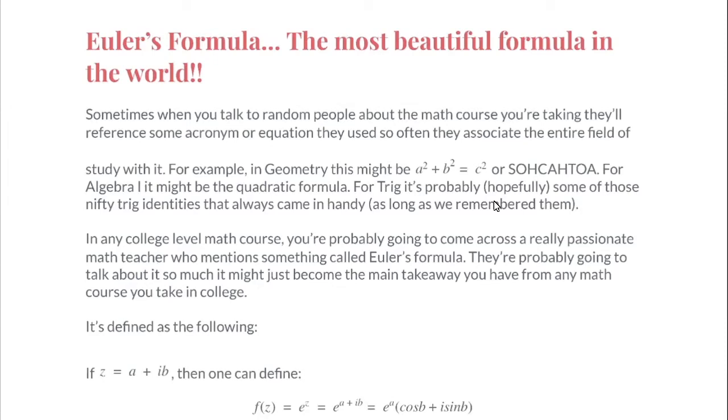Same thing with Algebra 1 and the quadratic formula, right? For trig, it's probably going to be those nifty trig identities that always came in handy. But in any college level math course, you're probably going to come across a really passionate math teacher who mentions something called Euler's formula. And they're probably going to talk about it so much it might just become the main takeaway that you have from any math course you take in college. It's not the whole thing, but it is a really beautiful formula, and we'll see in just a minute.